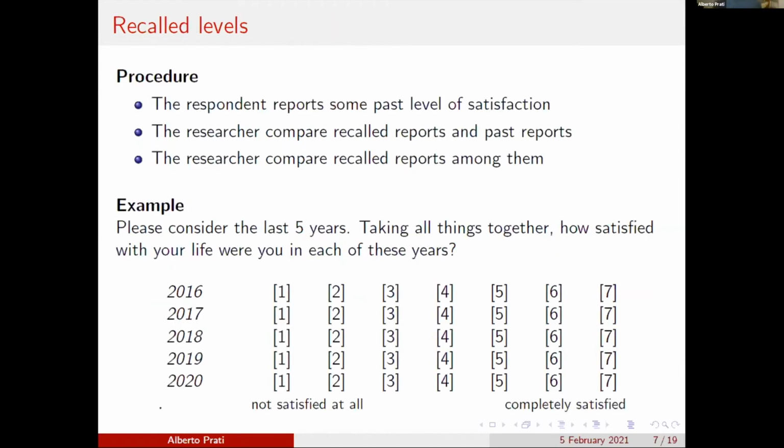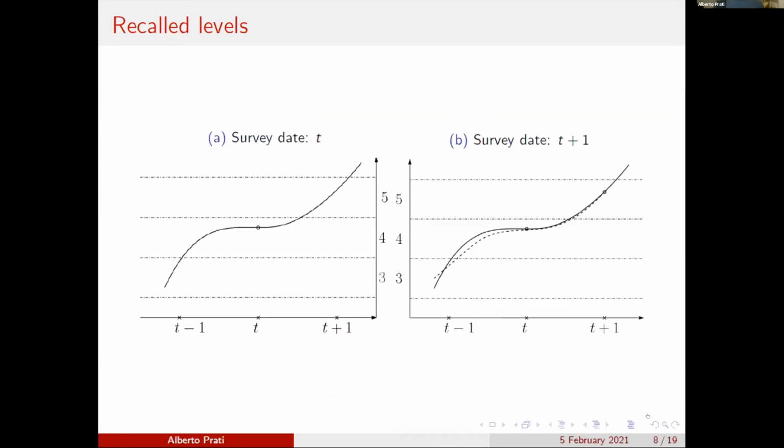Now, the recalled level goes this way. A person is asked to report a past level of satisfaction. This past level is compared either with the present satisfaction, or two past levels are compared at the same time. Here is an example of the question we would like to ask: please consider the last 5 years. Taking all things together, how satisfied with your life were you in each of these years, using a 1 to 7 or 0 to 10 scale? What is interesting about this question is that it allows us to have at the same time the elicited subjective well-being at the time of the survey, and the recalled subjective well-being.